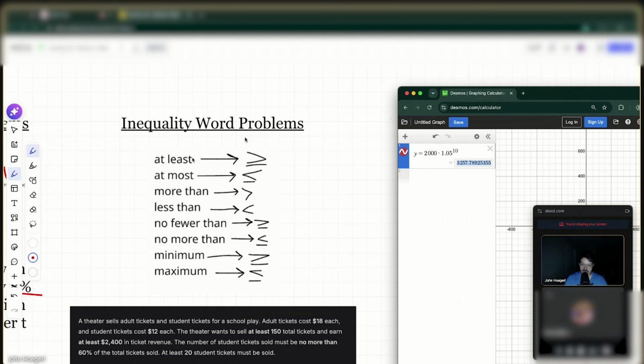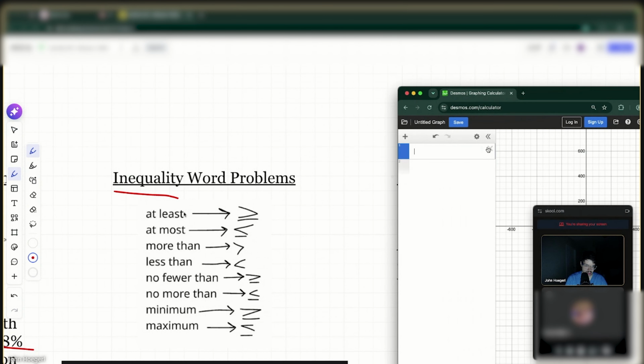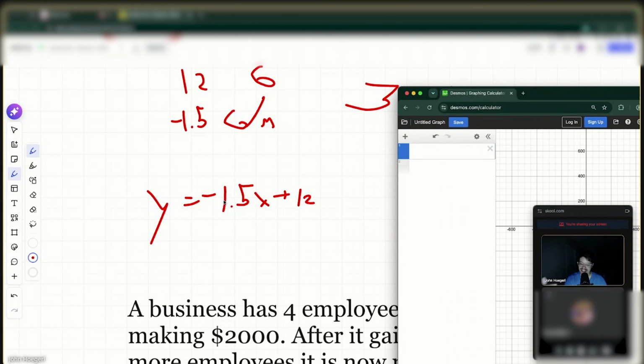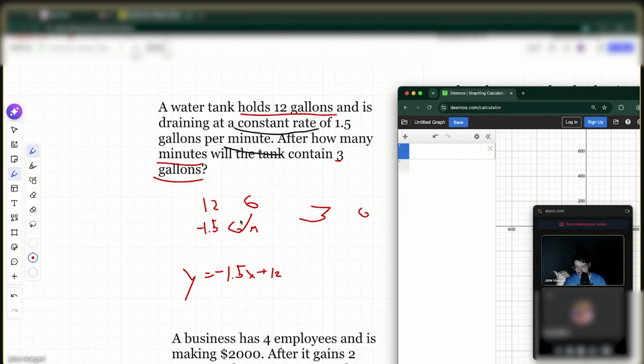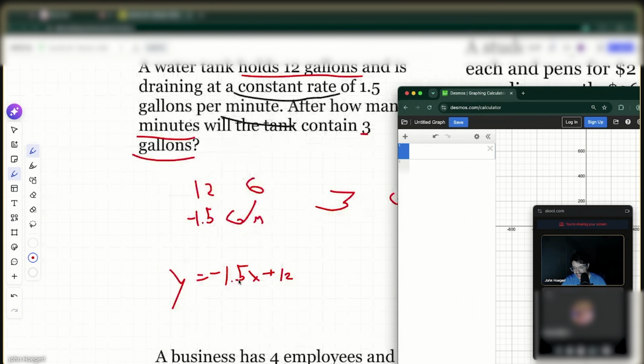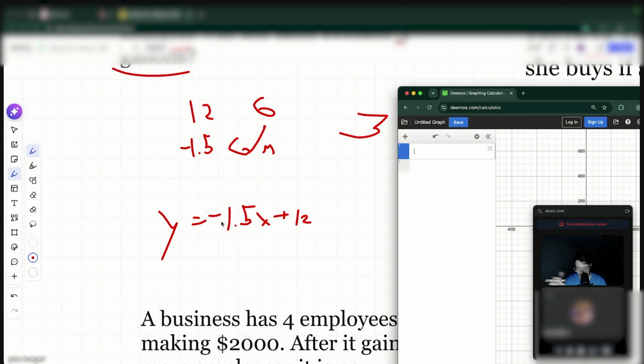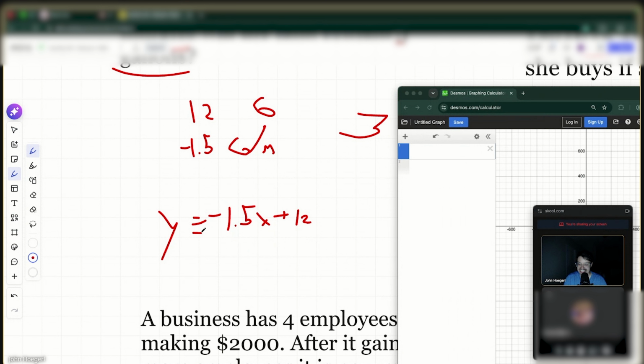This one pretty much is just another version of what we've already done. The only difference is that instead of being equal to something, it's going to be greater than or less than. Think about what we've already shown, for example, the one where you have the water going down, like emptying a tank. We're saying y is equal to negative 1.5x plus 12. After each additional minute, it drops 1.5. It has to have an equal sign there because it's exactly that amount.